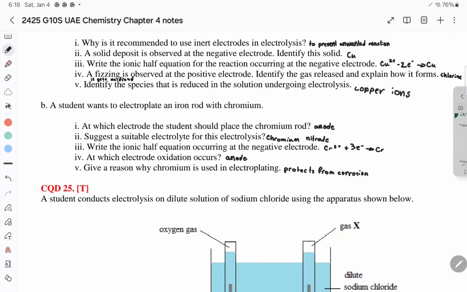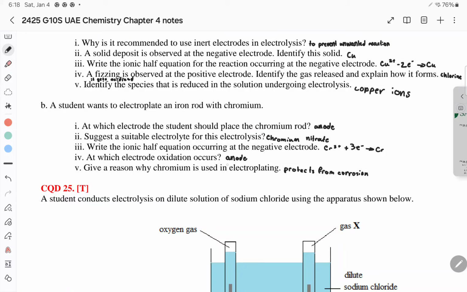A student wants to electroplate an iron rod with chromium. So the electrode that the student should place the chromium rod at is the anode. We don't want it to get reduced. Remember, the thing that you want to plate should be at the cathode. So the thing we want to plate, the iron rod, goes at the cathode, and the thing that's going to plate it, the chromium, should be at the anode.